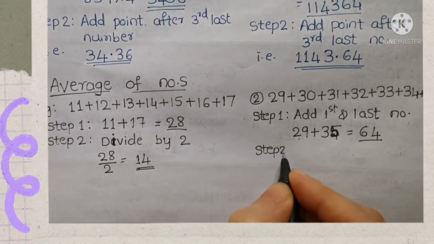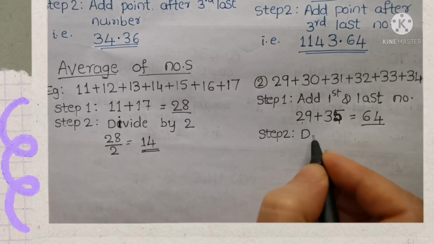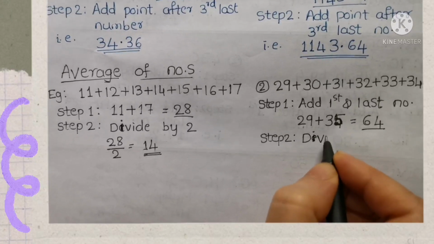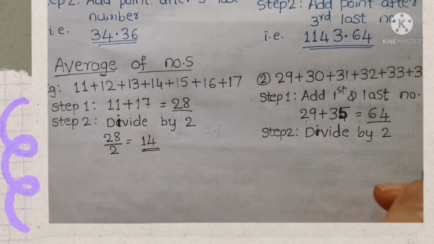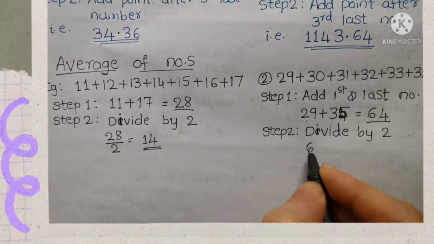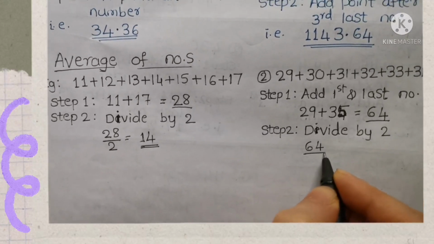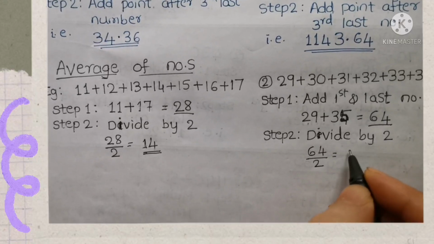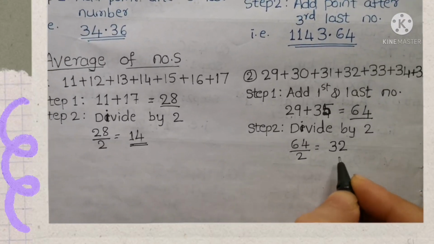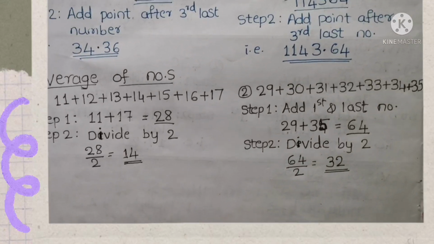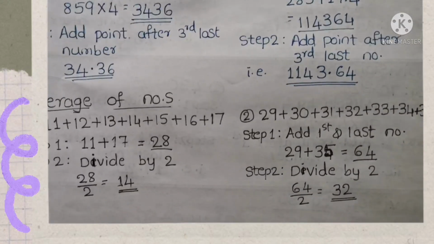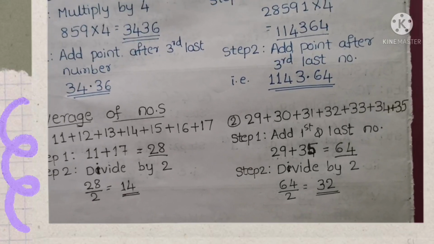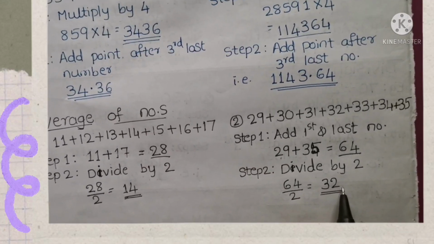Let's move on to step 2. We have also seen in our previous example that in step 2 we have to divide the number by 2. And dividing 64 by 2 we get the answer as 32. So the average of 29, 30, 31 up to 35 is 32.